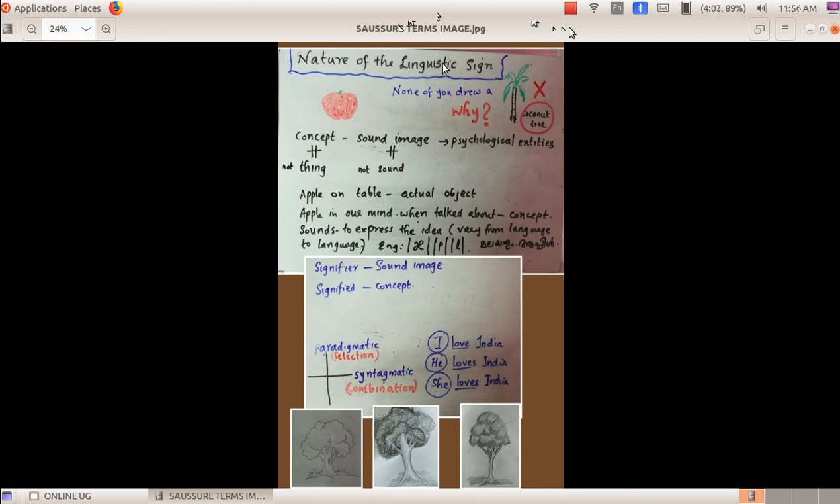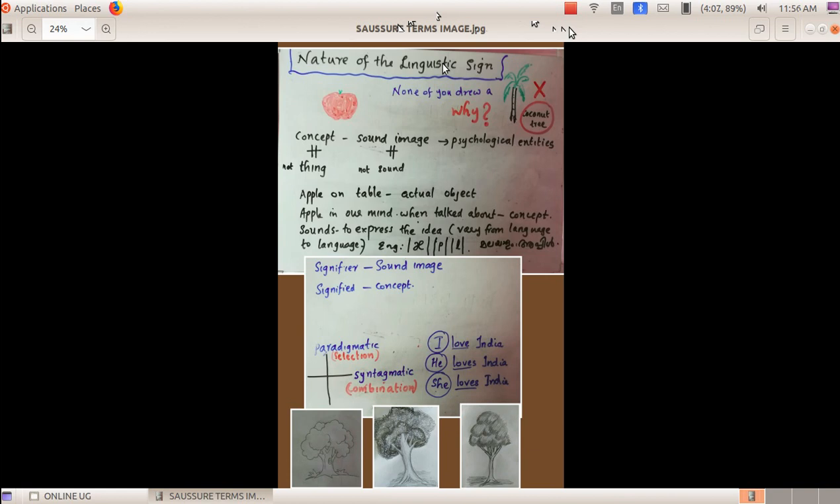If it is a Malayalam sentence we are making, again in combination we may not be able to identify much difference. ഞാൻ ഇന്ത്യയെ സ്നേഹിക്കുന്നു, അവൻ ഇന്ത്യയെ സ്നേഹിക്കുന്നു, അവൾ ഇന്ത്യയെ സ്നേഹിക്കുന്നു. എല്ലാം same ആണ്. All these are same. But in English it is all changed in this way, so the combination is sometimes much more complicated. Otherwise it's fine also. We love India.